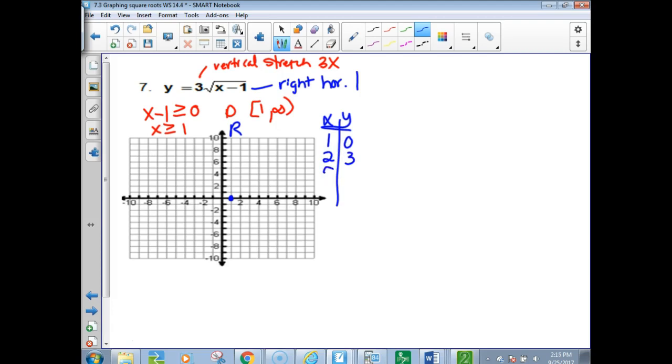If I put in 5, 5 minus 1 is 4. The square root of 4 is 2. I'd get 3 times 2, which is 6. And I'm just saying out loud what I'm doing for my mental math. We're going up pretty quick here. Put in 10. 10 minus 1 is 9. Square root of 9 is 3. 3 times 3 is 9. So 10, 9 would be the last point we could fit on here.